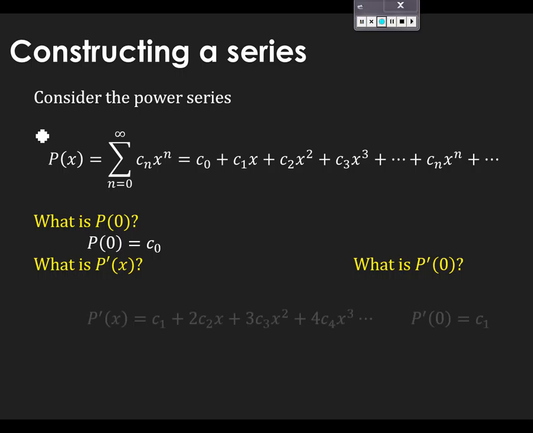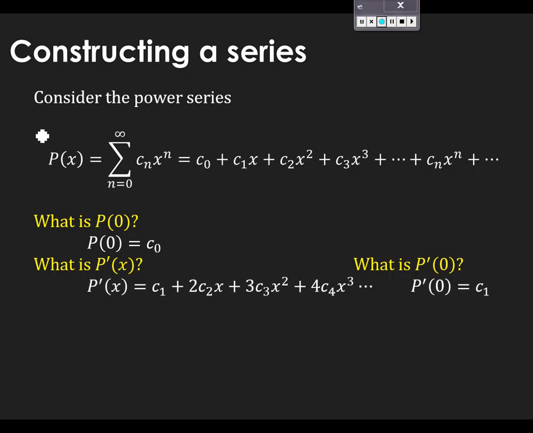Didn't you just say that P prime of x is C1 plus 2C2x plus 3C3x squared? That is a whole bunch of things that have an x in them. Therefore, everything drops out and you get P prime of 0 equals C1. Interesting observation. Right? What do you think I'm going to ask next? What do you think P double prime looks like? What's that going to be?